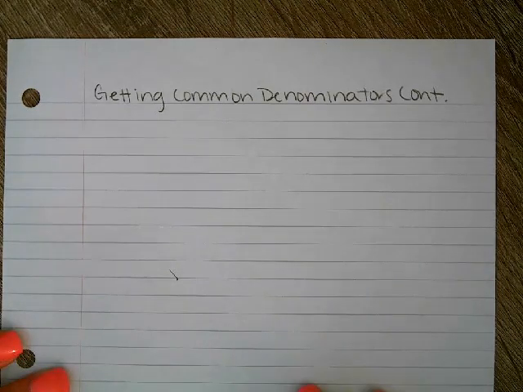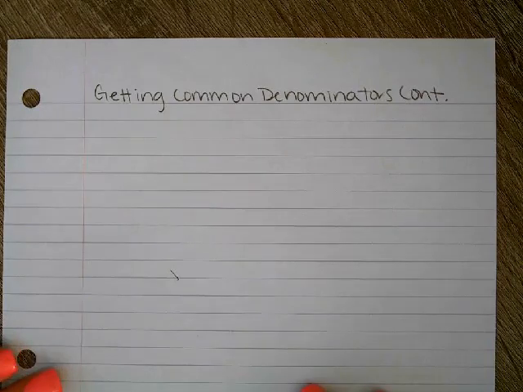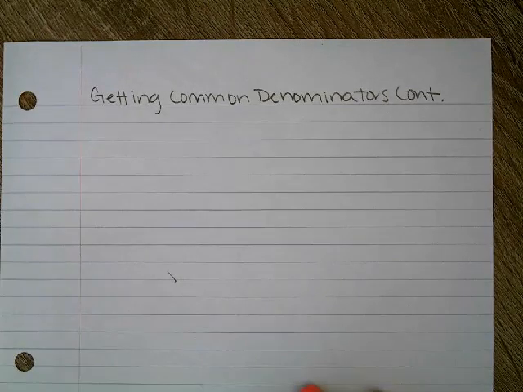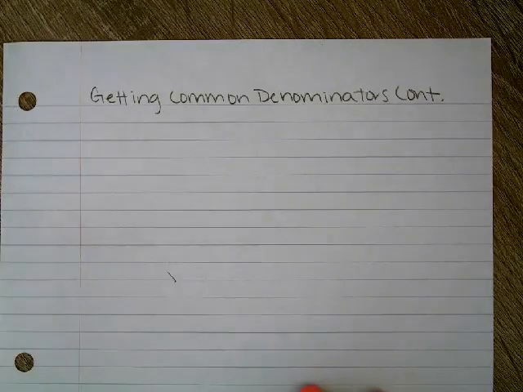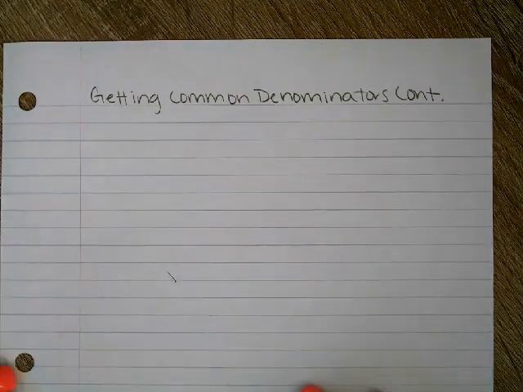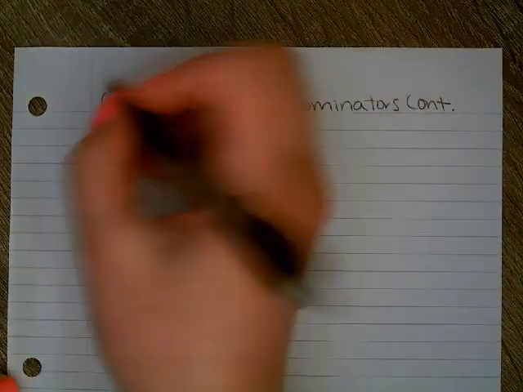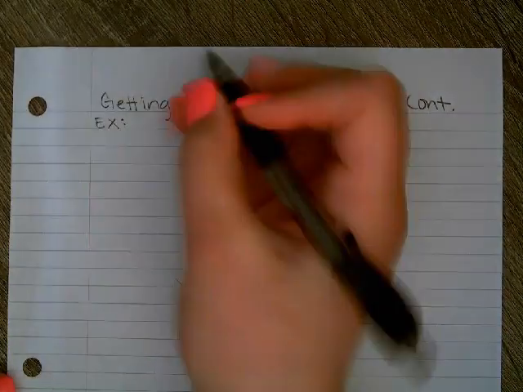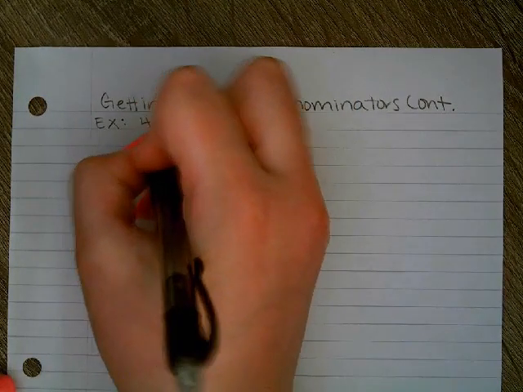All right, this is our second day of getting common denominators. So today we are going to take two rational expressions, get a common denominator, and then go through the process of combining those two fractions and simplifying the entire thing from start to finish. I have several examples for us. We'll see how many we can get through without making this video too long.